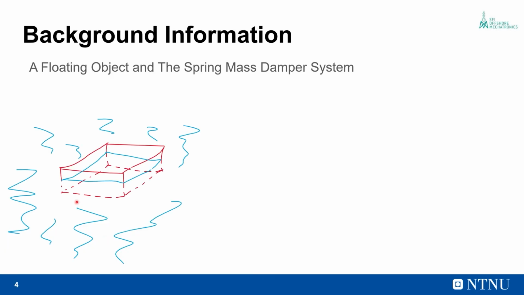Now let's consider a barge floating on calm water at equilibrium. In this case, the weight of the barge is matched exactly by the buoyancy and the barge is at rest. Now let's apply a force F in the downward direction. Since the buoyancy is now overcome by the sum total of the downward forces, the barge will start moving down.